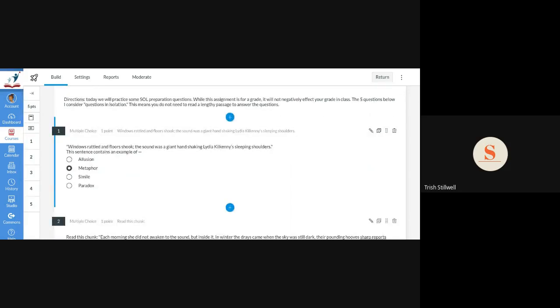Number 1, windows rattled and floors shook. The sound was a giant hand shaking Lydia Kilkenny's sleeping shoulders. This sentence contains an example of. The correct answer is a metaphor because a giant hand is shaking Lydia Kilkenny's sleeping shoulders. The sound was that giant hand. Comparing two different things is a metaphor. If it said the sound was like, that word lets us know it would have been a simile.